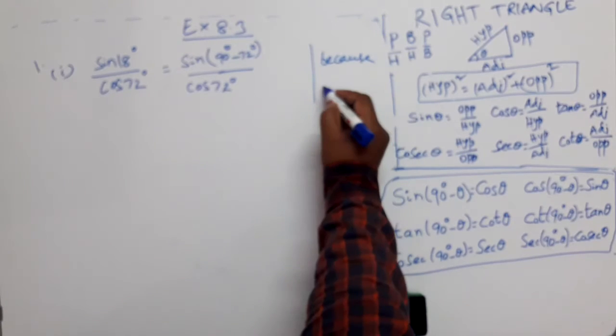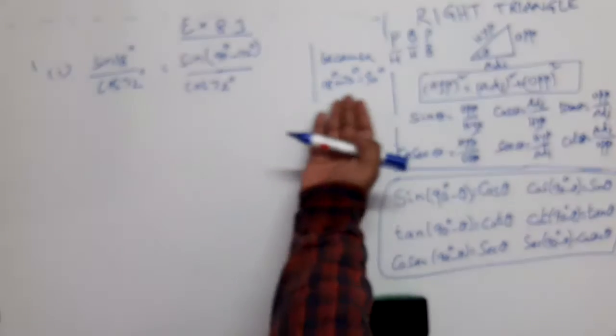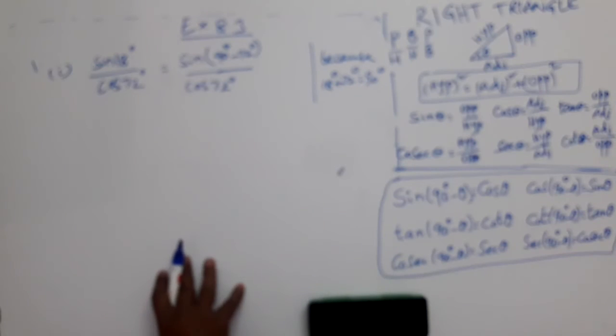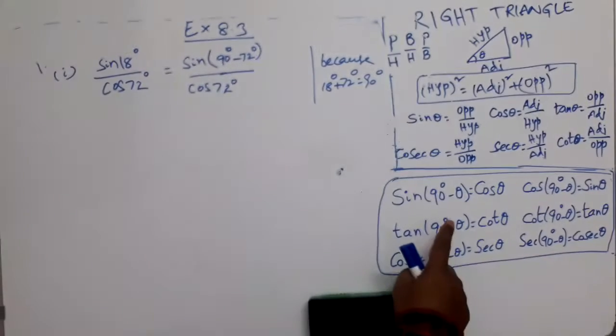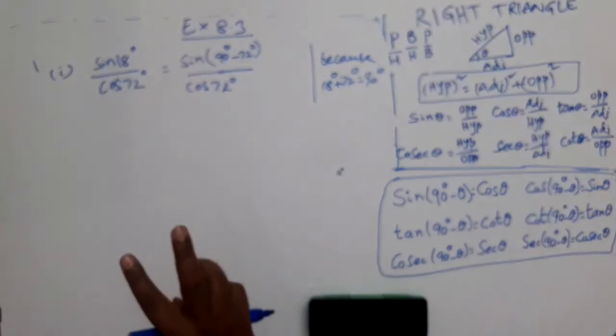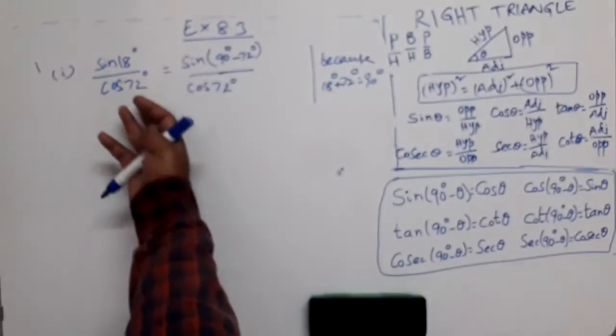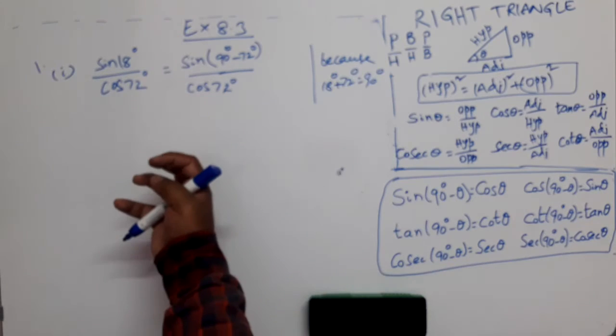Because 18 degrees plus 72 degrees is 90 degrees. That is an observation. Of course, we know if you add these two, you will get 90 degrees. Yes, because we know that if two angles are complementary, that is, if the sum of two angles is 90 degrees, I can use these formulae. That's why I have observed the given angles. I have found out that these two angles are complementary angles. So I am converting one particular ratio like this, right? I am using this formula now.